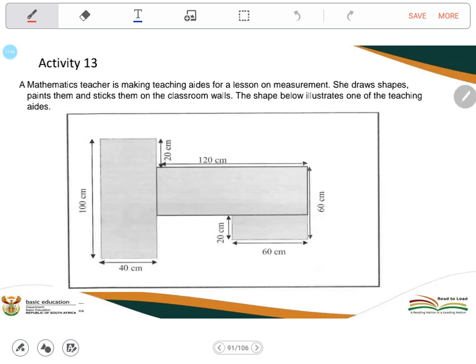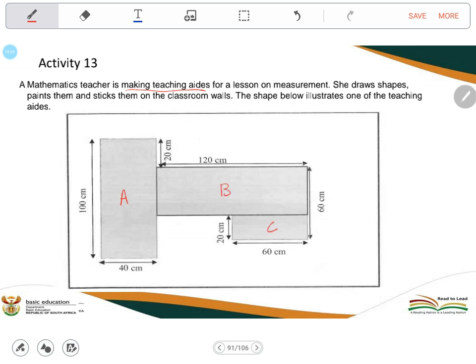Activity 13 says here: a mathematics teacher is making teaching aids for a lesson on measurement. She draws shapes, paints them, and sticks them on the classroom walls. The shape below illustrates one of the teaching aids. Now, first we need to analyze this diagram. This diagram is made of 3 rectangles, so it's rectangle A, B, and C.